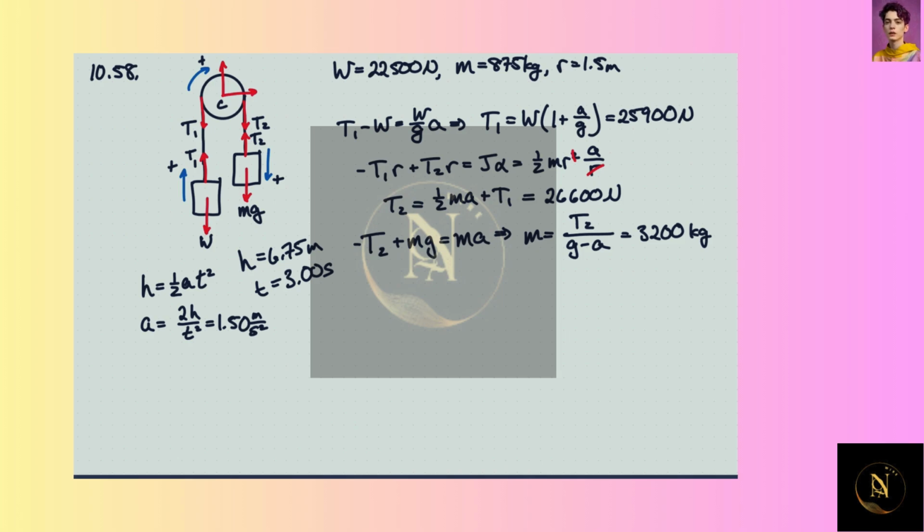Now, we're asked, how much would this mass have to weigh? So we can do a little free body diagram of the counterweight. We get minus T2 plus m g equals m a, and that means m equals T2 over g minus a. We have everything here, and we get that the mass would be 3,200 kilograms.